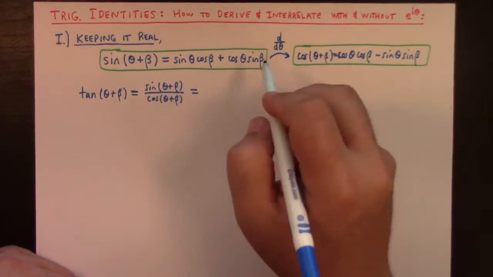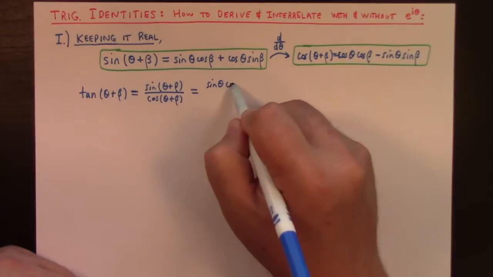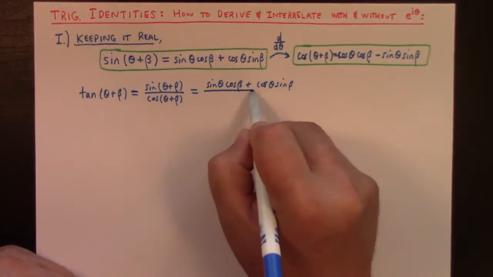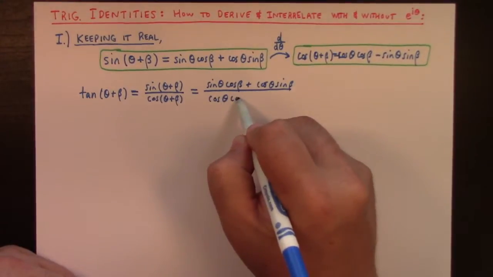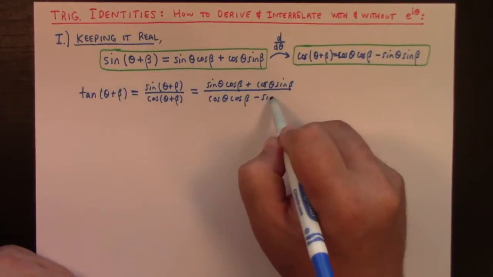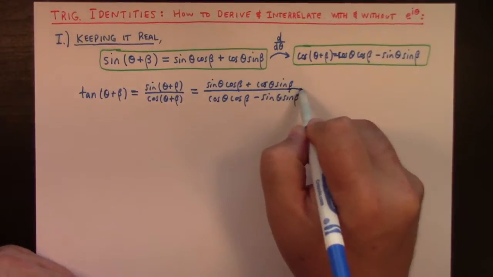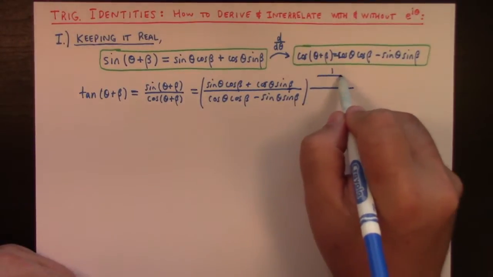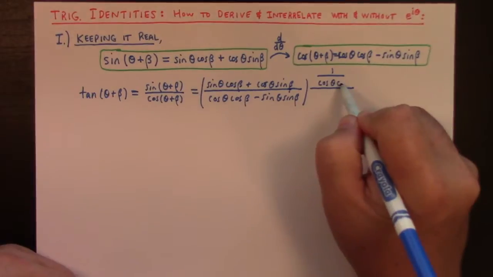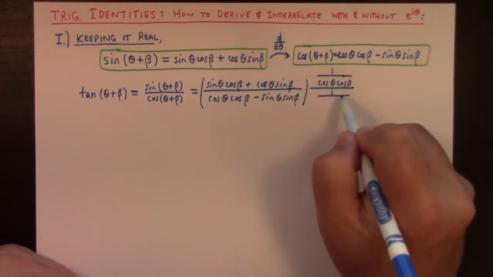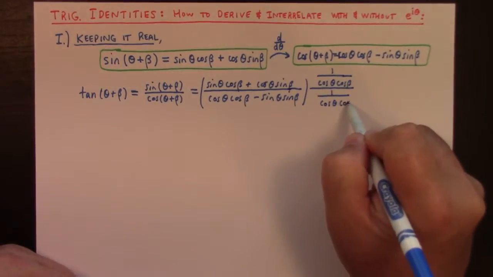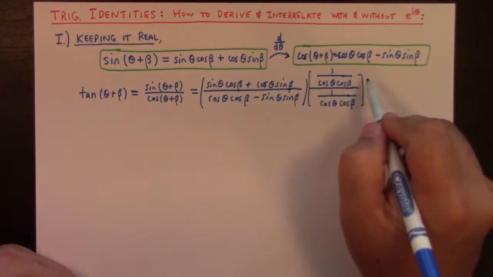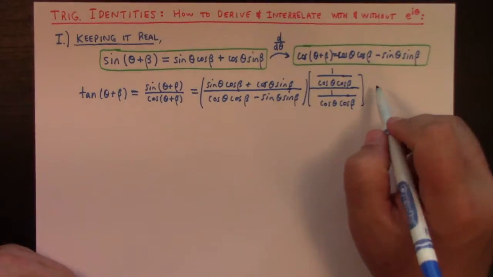And so using these, that gives you sine theta cosine beta plus cosine theta sine beta, divided by cos theta cos beta minus sine theta sine beta. Alright, and then if you take this and you multiply by 1 over cos theta cos beta, something pretty neat happens. Of course, this is only a reasonable thing to multiply by when both cosine theta and cosine beta are non-zero. But given that condition, we can do this, and some really neat simplification happens.